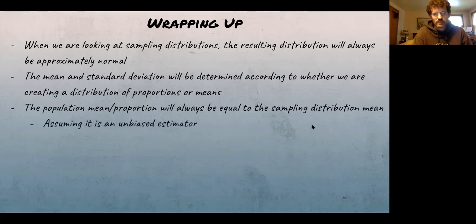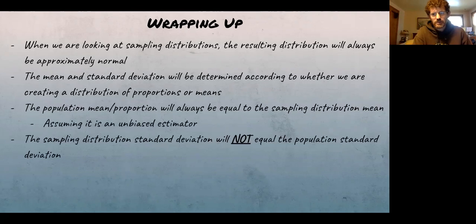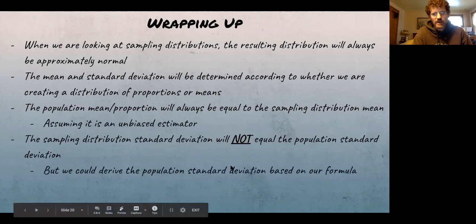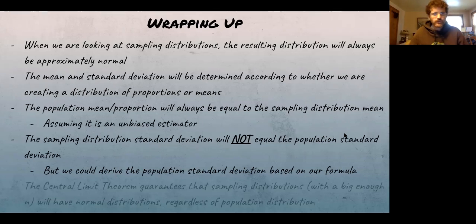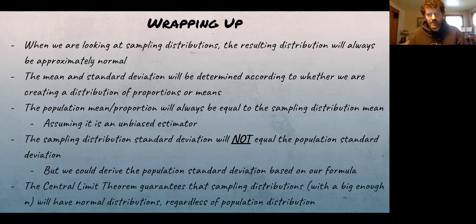And that's assuming that it's an unbiased estimator. The sampling distribution standard deviation is not going to be the same as the population standard deviation, and we have formulas for that. It can be derived; remember, it's going to be basically divided by the square root of n, all that fun stuff. And the central limit theorem, the fundamental theorem of statistics, guarantees that sampling distributions with big enough n will have normal distributions regardless of the population distribution.